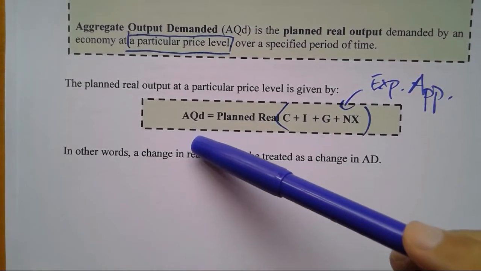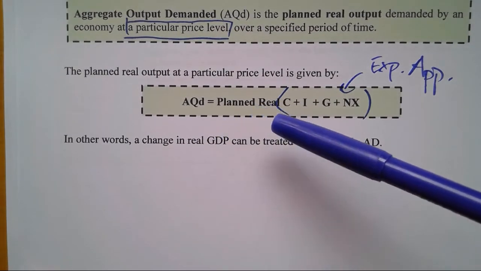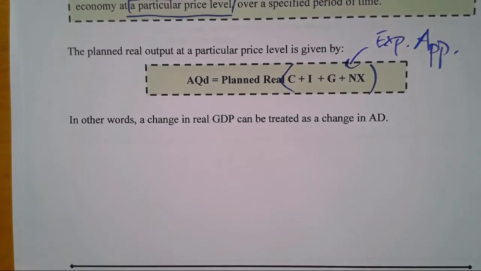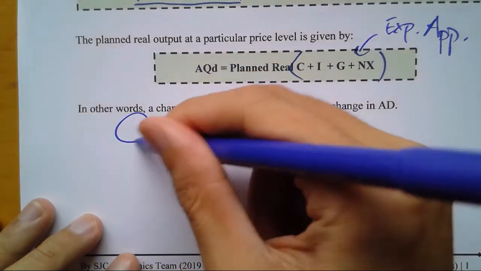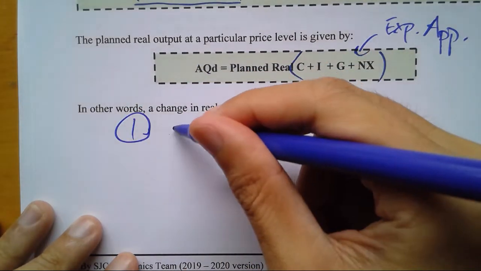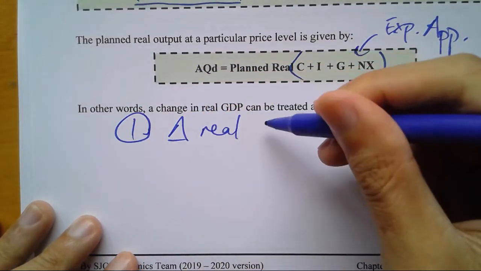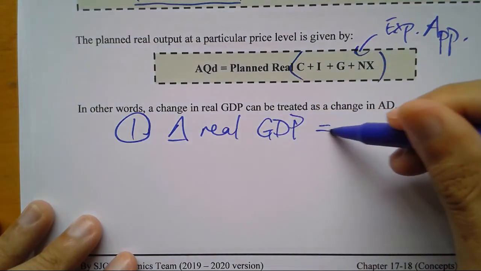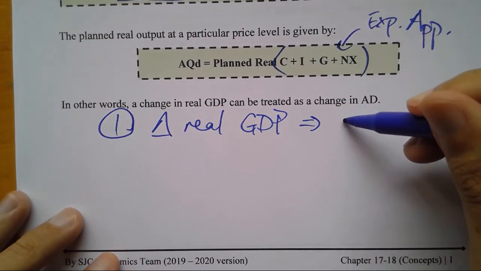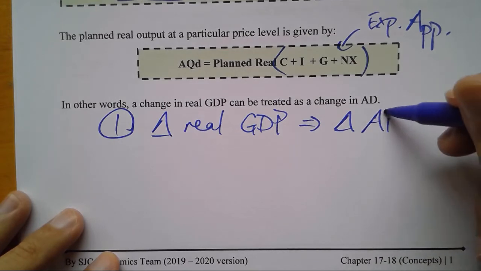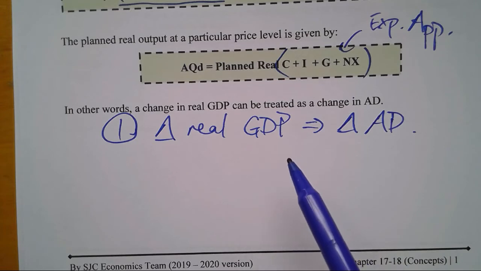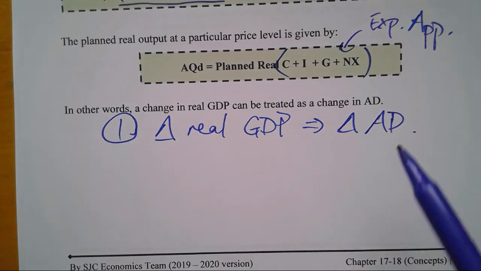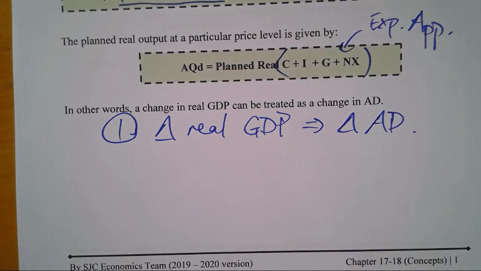Okay, AQD equals to planned real CIGNX. Now, if you really do not understand what is going on, it's okay. Think in this way. Okay, number one, a change in real GDP would necessarily mean that there is a change in AD. Okay, now this is the first point. 記住啦，如果 real GDP 有轉變，AD 就有轉變㗎啦。Okay, as simple as that.